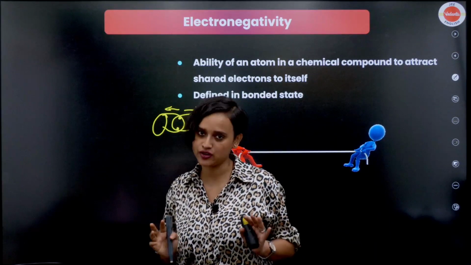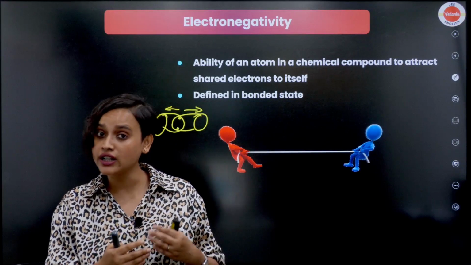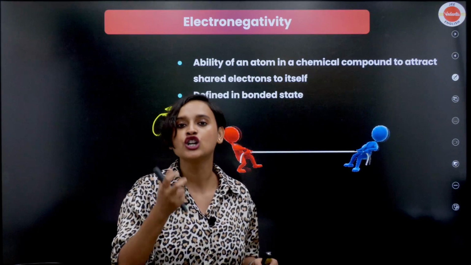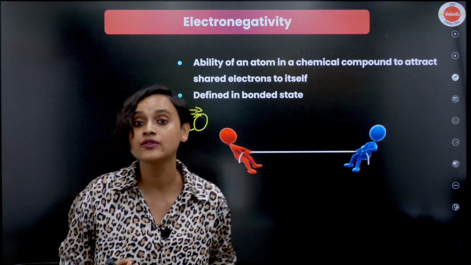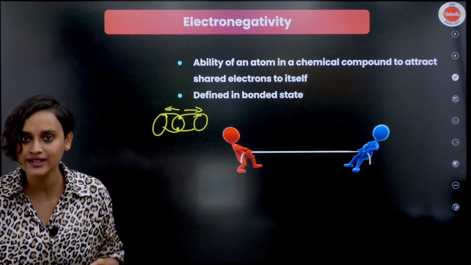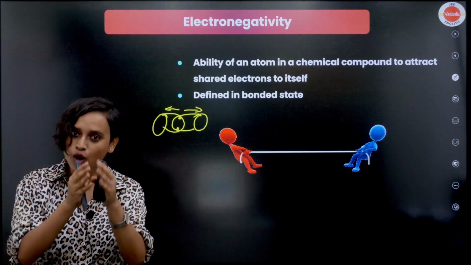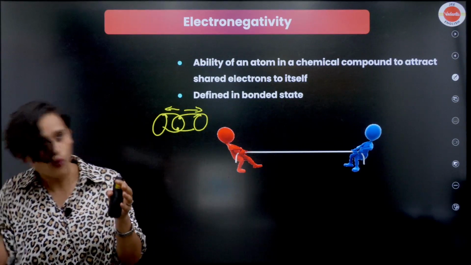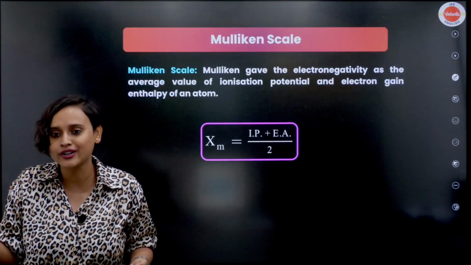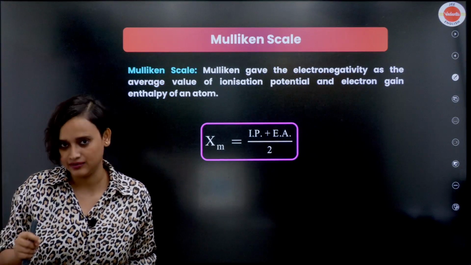So, unlike all the other properties, where we were talking about an isolated atom, this time we are talking about a shared pair, something that is already in a bonded state. Are you understanding? That means there are two atoms bonded together, and then one of them pulls the shared pair of electrons towards itself and becomes the more electronegative one. Got it? Okay.